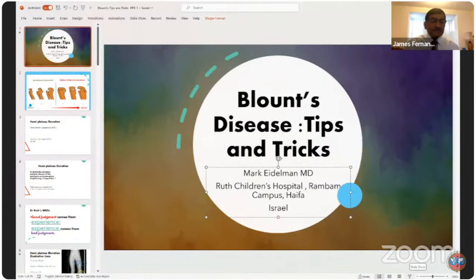Thank you. I hope you can hear me. I'm a pediatric orthopedic surgeon in Ruth Children's Hospital, which is part of Rambam Healthcare Campus in Haifa. And this is the Langenskiold classification, and my topic concentrates on hemiplateau elevation. It is reserved for patients with Langenskiold 5 and 6, and usually leg length discrepancy is part of the game. In a skeletally immature patient, closure of the epiphysis and preemptive lengthening is imperative. Failing to do it usually will lead to another intervention.